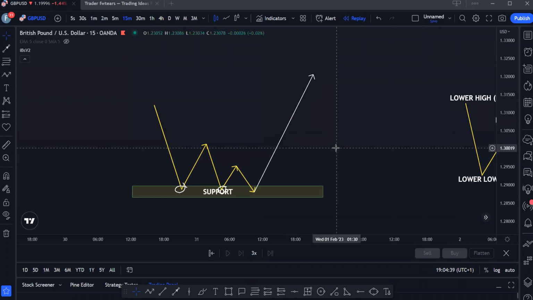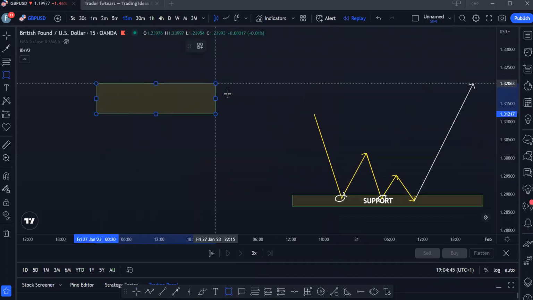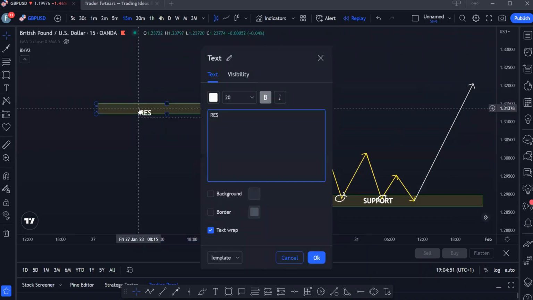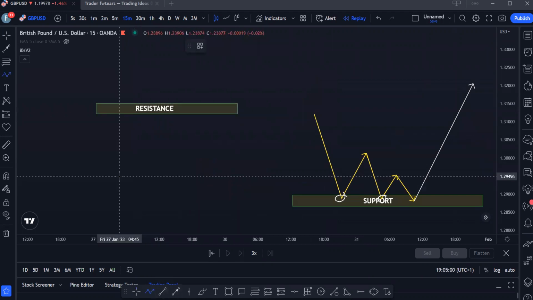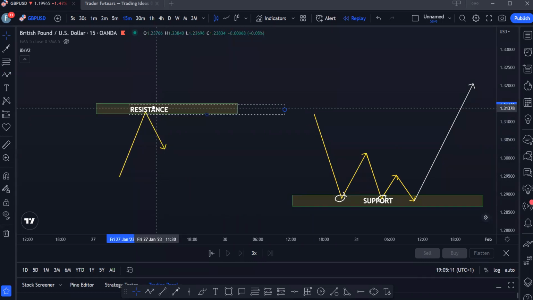All right. On the flip side, for a resistance, how do you validate a resistance? Very, very simple concept. This is resistance. What does resistance do? Okay, pushes price back down. So we've seen this happen in the past. So we now need to validate this resistance. If we are going to sell at resistance, we should be able to validate that this is actually a strong resistance. So how do you validate?